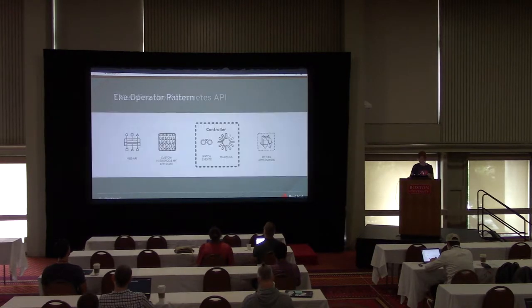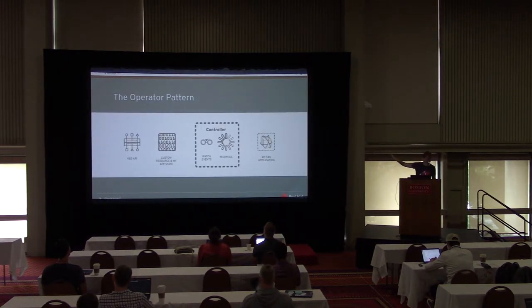And that's kind of what we're looking at here, which is this operator pattern. So over here on the far left side, you've got your Kubernetes API. The custom resource is going to be whatever that instance is of your complex stateful application. In our case, we're going to keep calling it production-ready database.